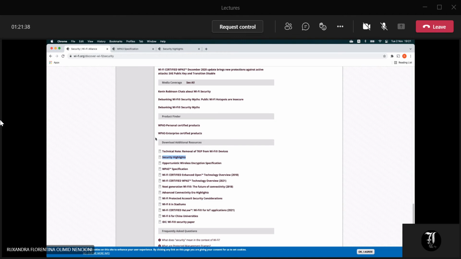Probably most of you already knew about the Wi-Fi Alliance, and where you can find all this kind of information. But it's good for everybody to know and have a look here. If you have any questions or comments.